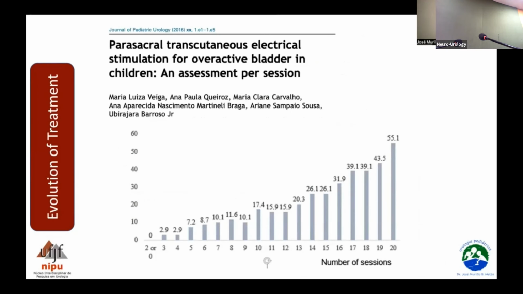Another study from the group of Brazil in Salvador showed that as more sessions are done, better results can be seen. So we see the number of sessions in the line below, and after 20 sessions, we can see better results. And we see that the results are improving along treatment.